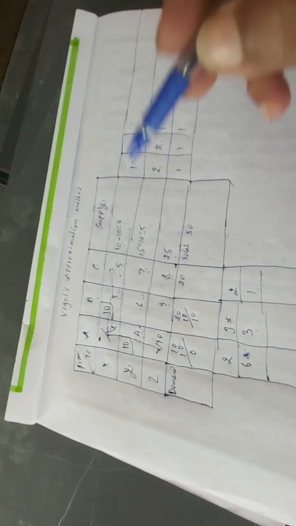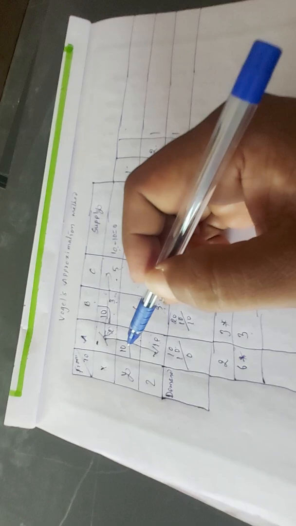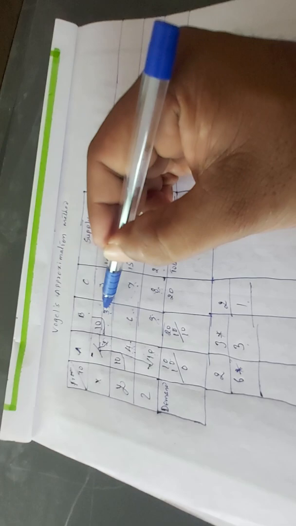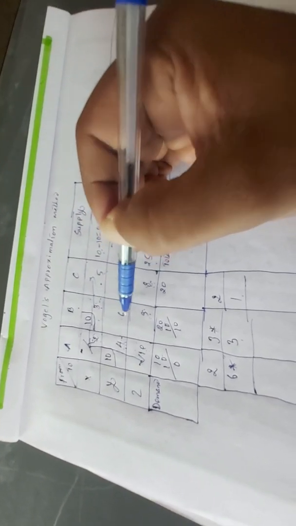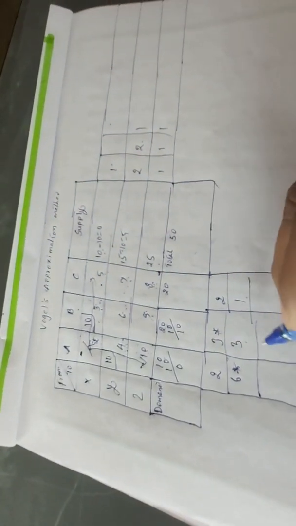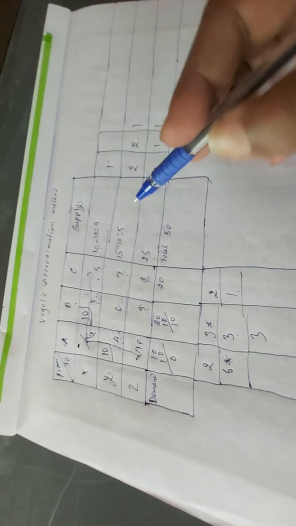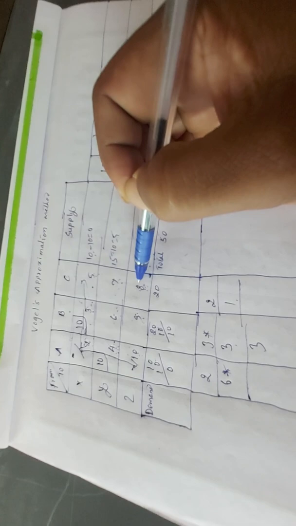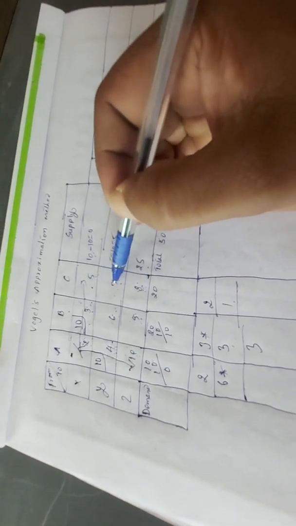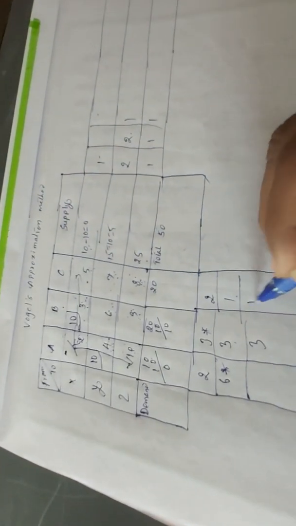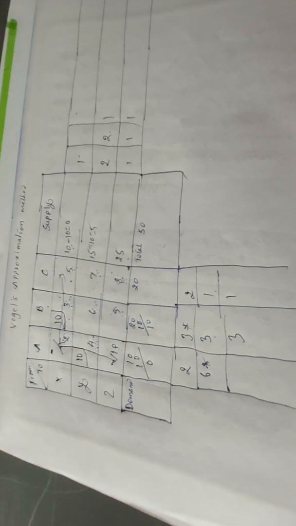For column penalty, again we have to apply the same step. This column has been eliminated, so we don't take this. Next, second column. In the second column 3, 6, 9 are there. This 3 has been eliminated. Only two values are left, 6 and 9. First minimum 6, second minimum 9. 9 minus 6 is equal to 3. Next, third column. In the third column 5, 7, 8 are there. 5 has been eliminated. 7 is the first minimum, 8 is the second minimum. 8 minus 7 is equal to 1. Now our penalty calculation is over.